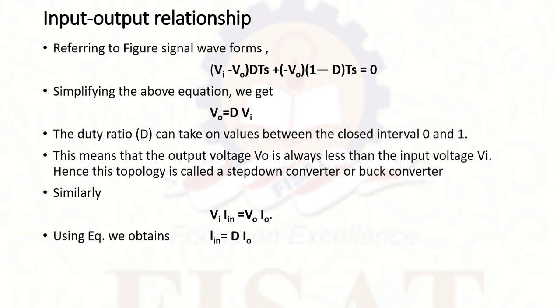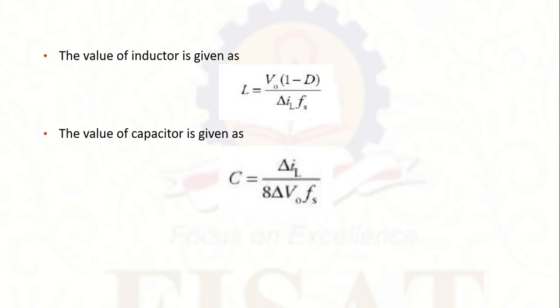Using these equations, we obtain Ii is equal to D into Io, substituting for Vo. Now, these equations have to be memorized. The value of the inductor is given by L is equal to Vo into (1 minus D) divided by delta IL into Fs. Vo is the output voltage, D is the duty cycle, delta IL is the change in the inductor current, and Fs is the operating frequency, or 1 by Ts.